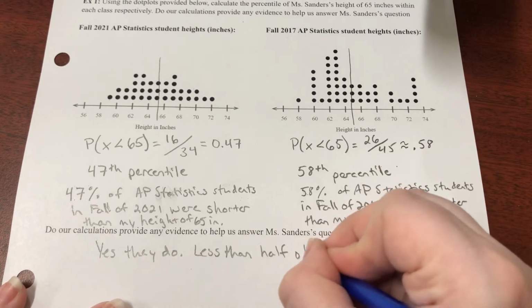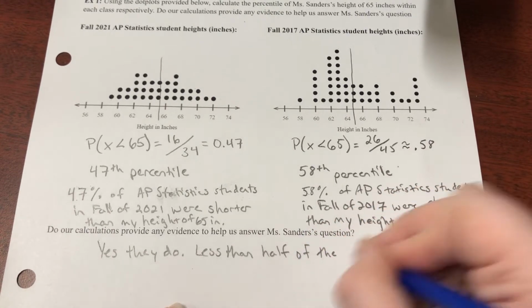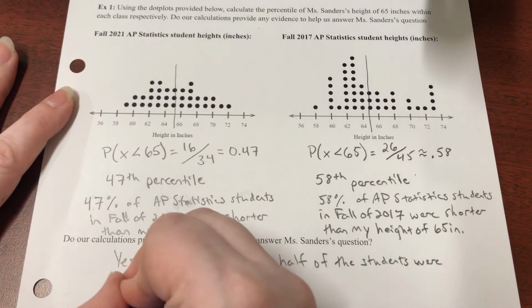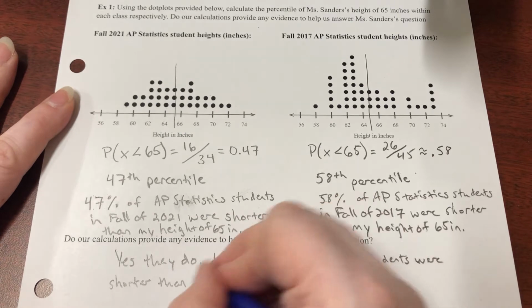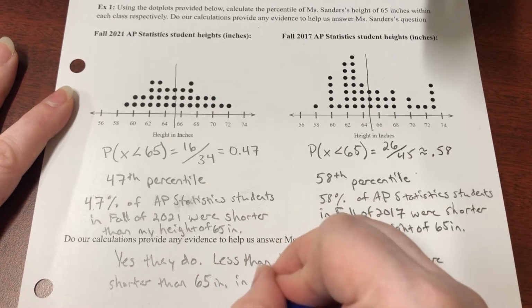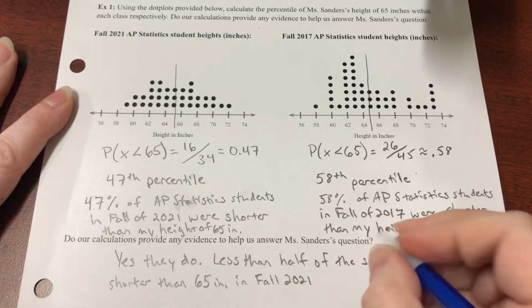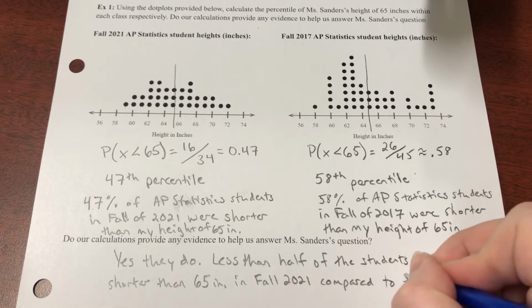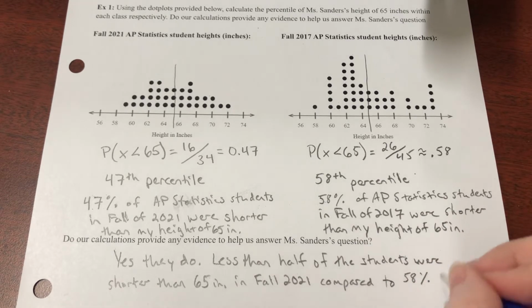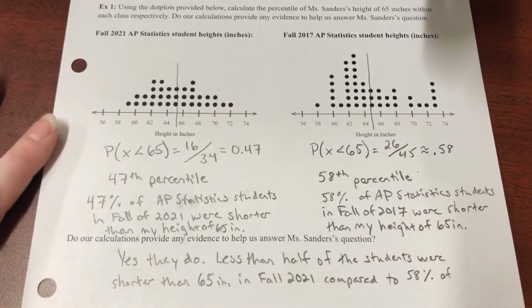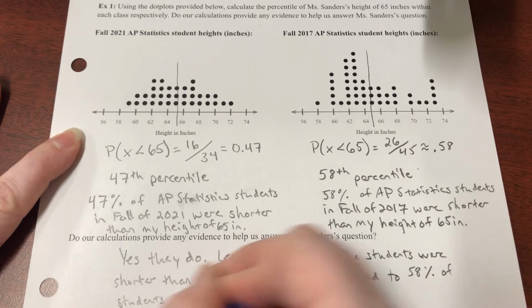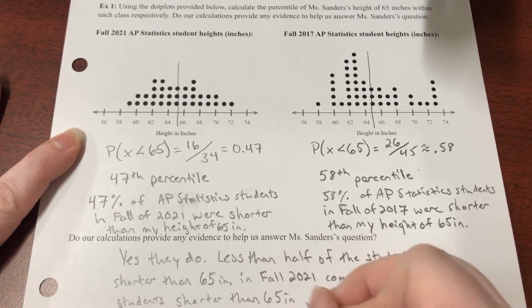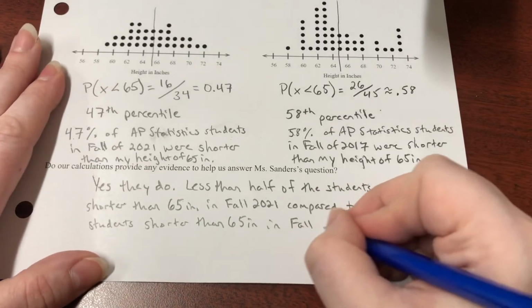So less than half of the students were shorter than 65 inches in fall 2021, compared to 58% of students shorter than 65 inches in fall 2017.